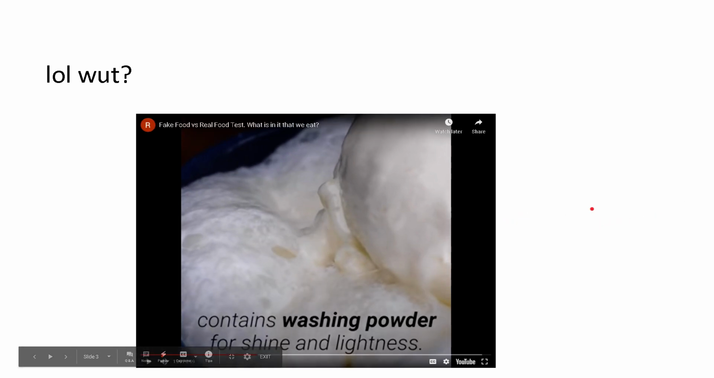No. Milk and lemon juice, curd. It's a chemical reaction that separates the fats from the whey. It's not a washing powder. It's a chemical reaction. It's perfectly normal. That's how cheese is manufactured.